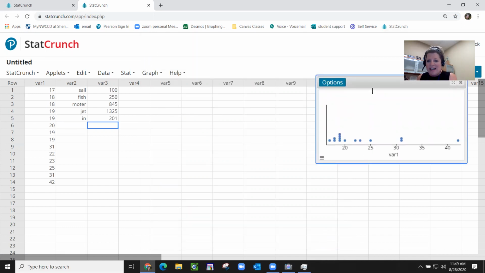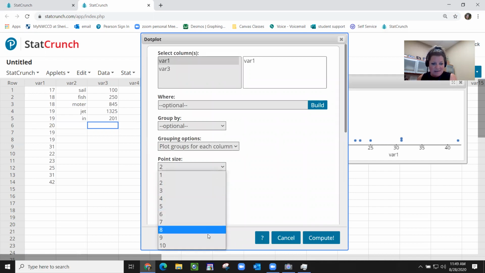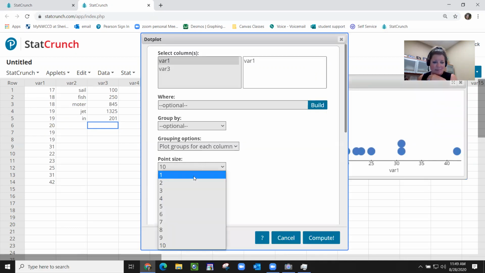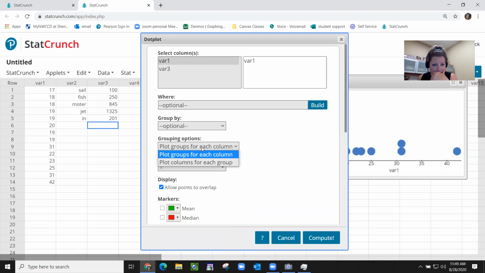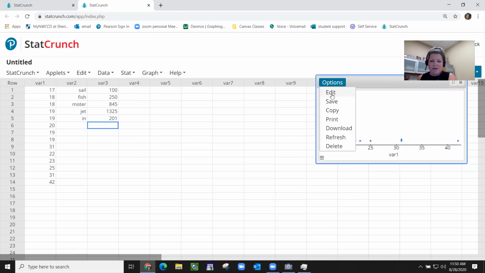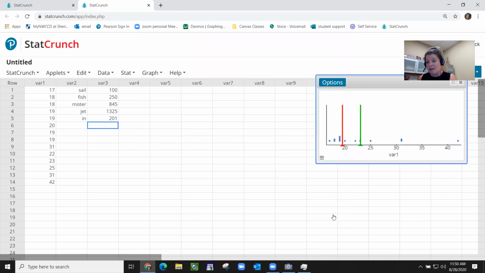Ta-da! If you don't like the way this looks, you can go back into edit and point size. Let's see what that does. 10. Oh, no, we don't like that. That makes our display really big. Let's do tiny dots. Group by, compute. There we go. We can also show the mean and the median on there. That's kind of interesting. Ta-da. There you go. So you can edit.